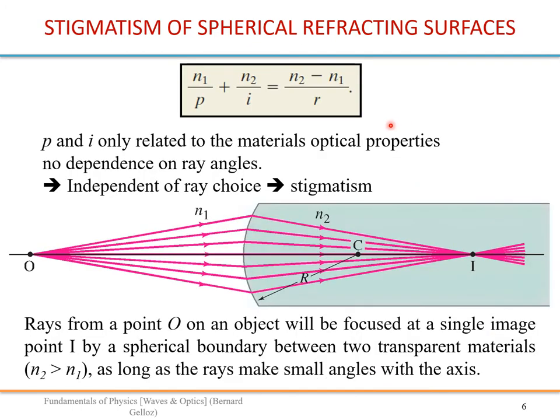Here we can check that we have stigmatism. In fact, only looking at this equation, we see that it is only related to the material's optical properties. We have r, n1 and n2, but there is no dependence on ray angles. So whatever the angle here, your image will be decided by this equation, so it is a fixed point on the optical axis. Therefore, all the rays originating from O and intersecting this surface will be focused at a single point here. So this is stigmatism.